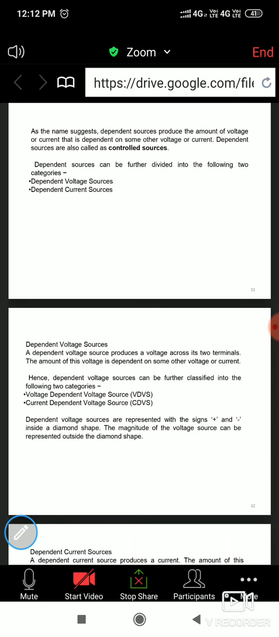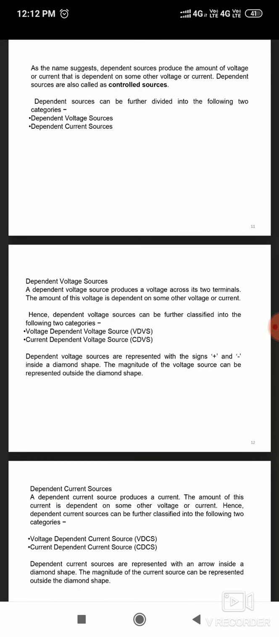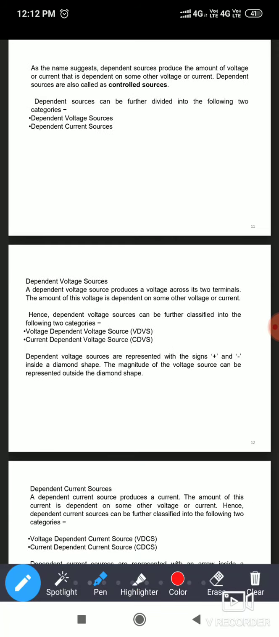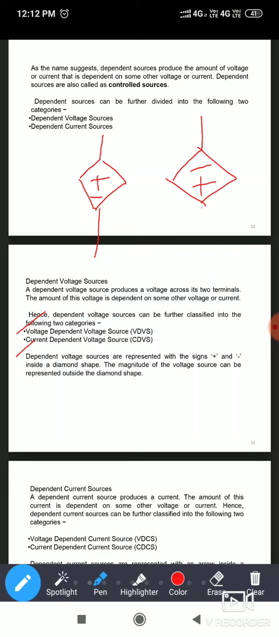So first of all, we have seen the dependent voltage source and dependent current source. After that, in voltage source there were two types: voltage dependent voltage source and current dependent voltage source. So I will draw the symbol. As it is a voltage source, the symbol must have plus minus. It may be like this. It just denotes the polarity, how it is connected in the circuit. So this is a voltage source, this is also a voltage source, both are dependent voltage sources.